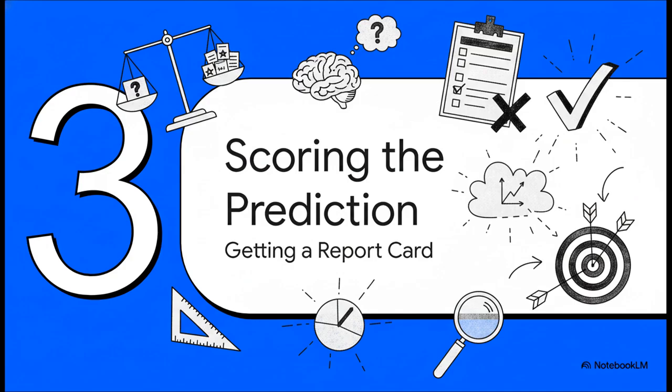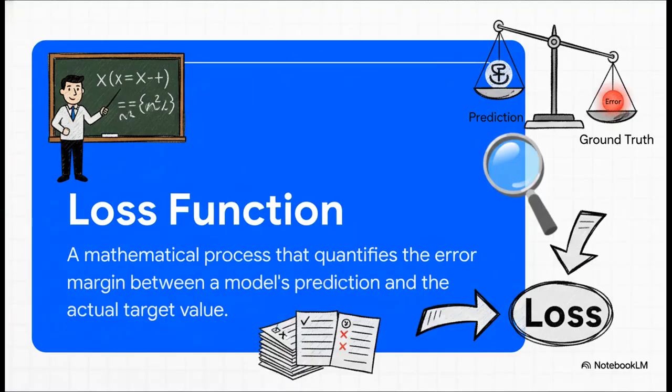Okay, so the model made a guess, and we know it's wrong. Now we need a way to measure how wrong it is. The model needs some kind of feedback, kind of like getting a grade on a test. And this is where something called a loss function comes in. Just think of it as the teacher who's grading the model's homework. It's a mathematical formula, sure, but all it really does is take the model's prediction and the real answer, the ground truth, and spit out a single number that represents the size of the error. And that number, we call it the loss.